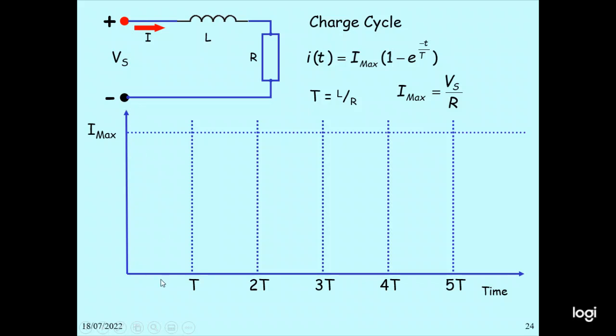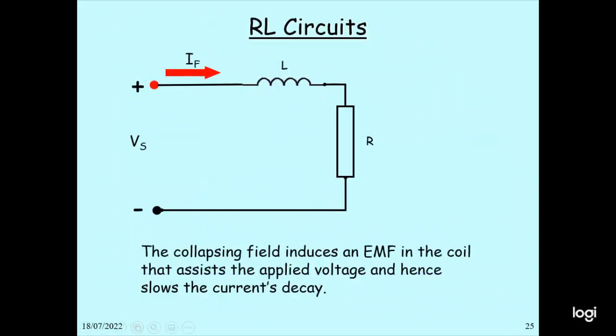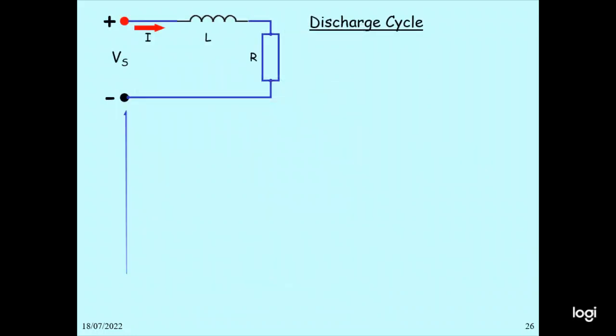In the discharge circuit, the current flows into the coil and through R here. The collapsing field induces an EMF in the coil that assists the applied voltage and hence slows the current decay. So in this case the current will be slowing down. Again tau equal to L by R can be calculated. In the discharge circuit, the current flows through R here, and V equals Vs times e to the power minus t by tau, where tau is L by R. So the current will go down like this. So this is the discharge circuit.